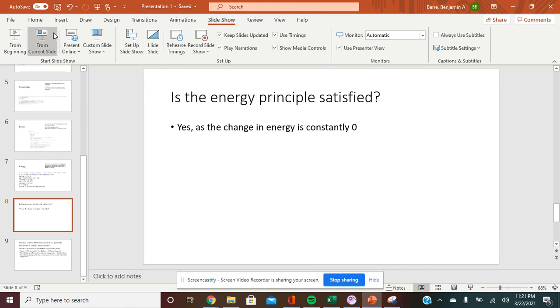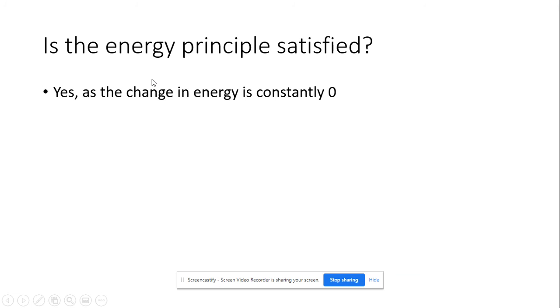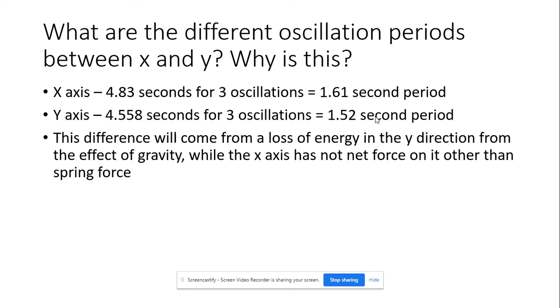which goes to our first question. Is the energy principle satisfied? And yes, the energy principle is satisfied, as the total net change in energy is constantly 0, which means that there's no external energy being added.